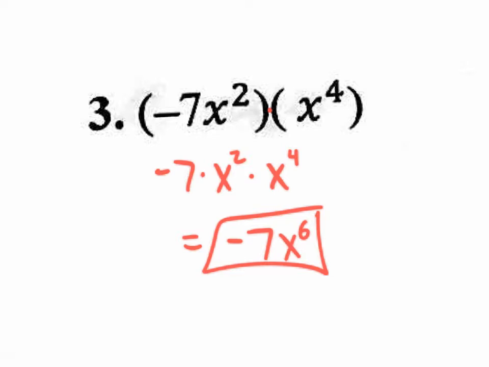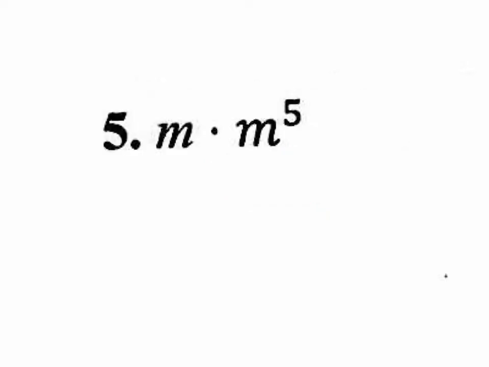Let's move on to number 5. Too easy. Answer is m to the 6th. There's a 1 right there. Add the exponents. Let's move on to number 6.